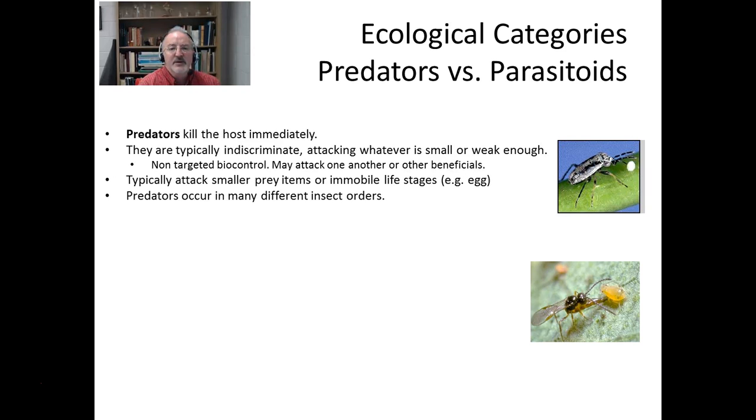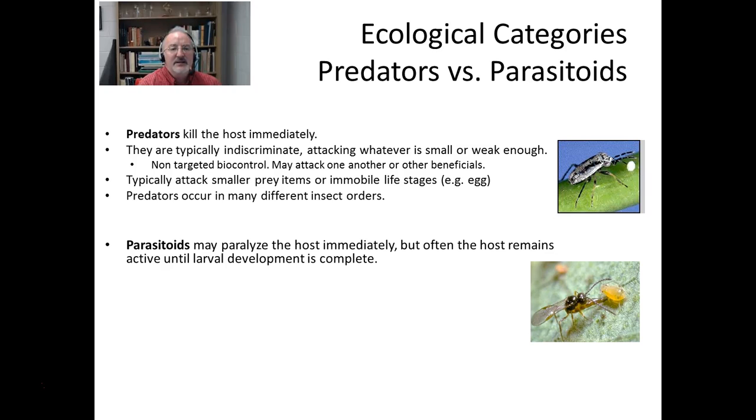Predators and parasitoids are both important biological control agents. Predators typically kill the host immediately. They are indiscriminate, attacking whatever is small or weak enough. It is non-targeted biological control, and they may attack one another or other beneficials. Typically they attack smaller prey items or immobile life stages like an egg, and they occur in many different insect orders.